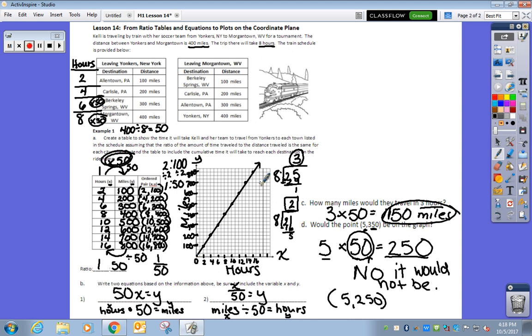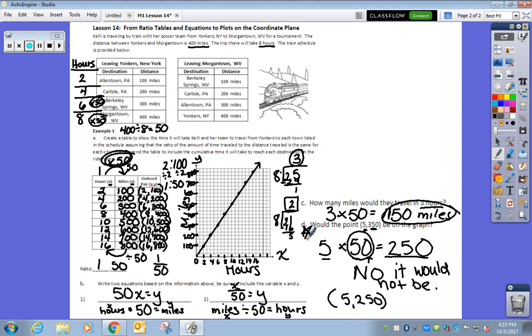We've also reviewed how to write two equations based on a table, a multiplication equation and a division equation. We've learned how to extend that to find other pieces of information from that table. And we've also learned an important piece, which will be in your practice and on homework and quizzes, which is finding if a point should be on the graph or not.